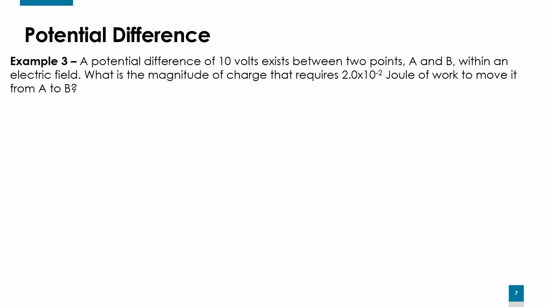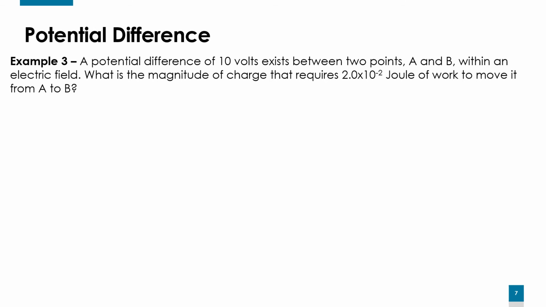A potential difference of 10 volts exists between 2 points, A and B, within an electrical field. What's the magnitude of charge that requires 2 times 10 to the power of minus 2 joule of work to move it from A to B?